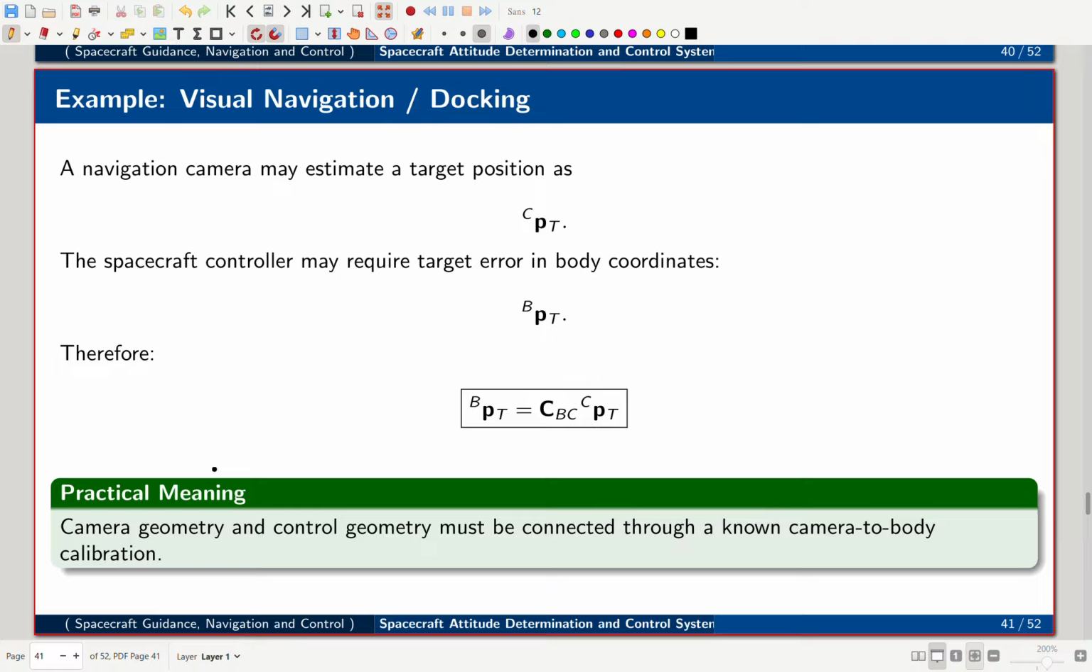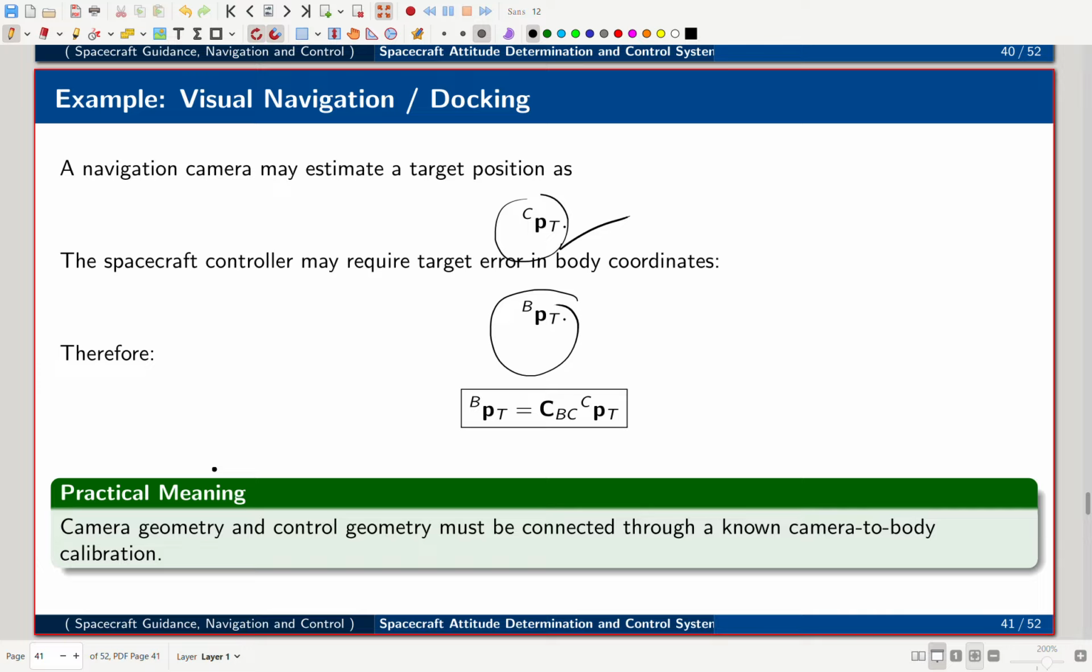The second example is visual navigation, like camera docking. It's like one spacecraft heading to another spacecraft and mating with each other. That's docking. This is a mechanical way to do that. So for this rendezvous proximity operation, it is required. The navigation camera may estimate the target position in the camera frame, and the spacecraft controller may require the target error in body coordinates.